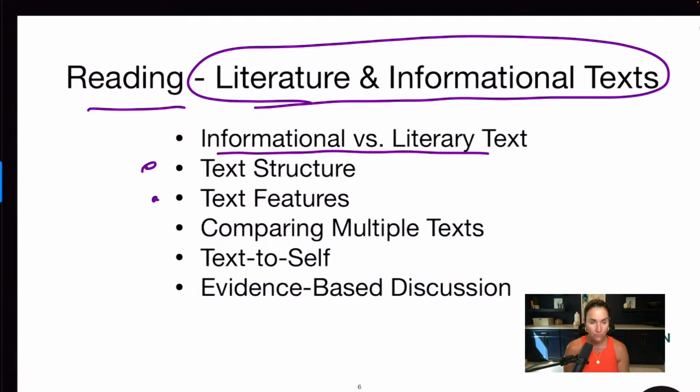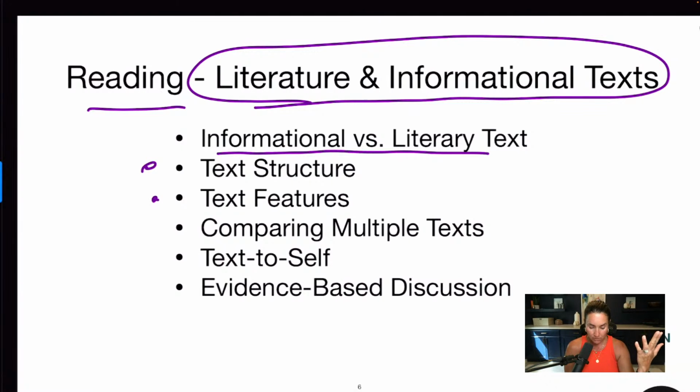And then, of course, text features, the index, the headings, the graphs, and teaching this to students at a very young age as well. When they hold a storybook, they know the front cover, they know the table of contents, they know the page numbers. Just teaching them how to use the book is very important, especially in the early grades.